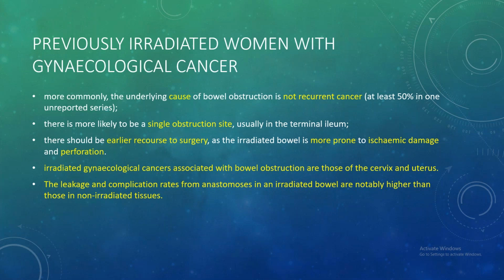Now, when the bowel obstruction develops with previous radiotherapy, okay. So if the bowel obstruction develops with previous radiotherapy, as I told you, it is more responsive to surgical management because here the underlying cause is usually not the recurrent cancer, but it is because of radiation fibrosis. Okay, so there will be more likely to be a single obstruction site, and usually it is the terminal ileum. Okay, so the cause will not be a recurrent cancer. The site will most probably be a single site, the terminal ileum.